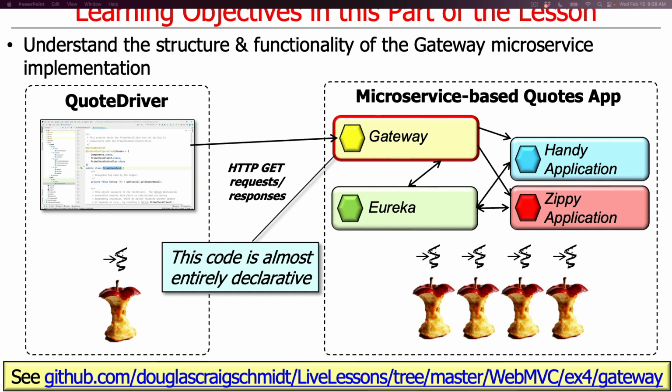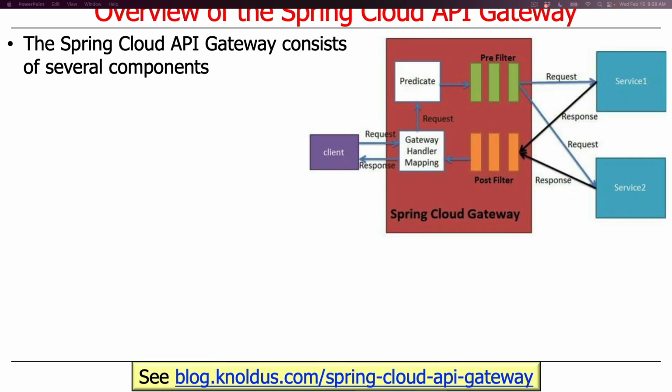Once again, this code is almost entirely declarative. There's very, very little code we have to write with Java syntax, and almost everything comes out of a YAML property file. So the Spring Cloud API Gateway consists of several components. And this is just a nice little diagram from this link, which I highly encourage you to read, that shows the overall structure of a Spring Cloud Gateway. So clients send requests. There's a gateway handler mapping, which looks at predicates and filters and so on, and then routes the filtered requests to the appropriate microservice.